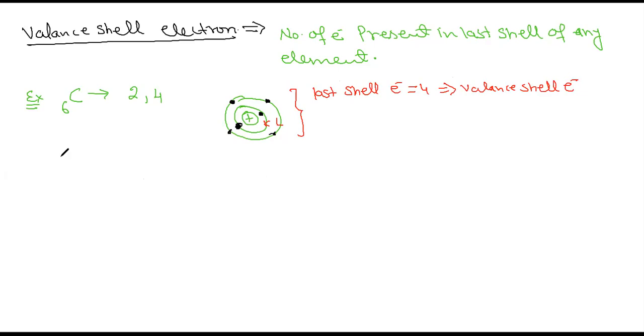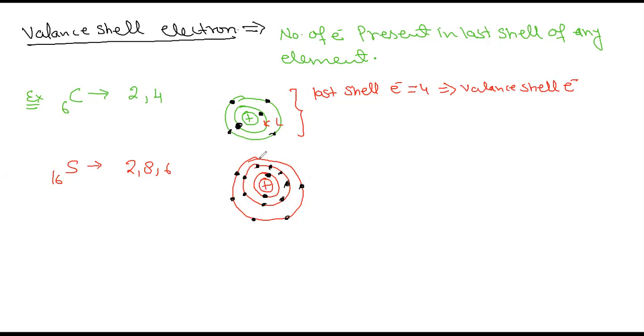After that, take another example. I have taken sulfur. The configuration is 2, 8, 6. This is the nucleus. The first shell contains 2 electrons according to the rule. The second shell has 8: 1, 2, 3, 4, 5, 6, 7, 8. And the third one will contain 6: 1, 2, 3, 4, 5, and 6.